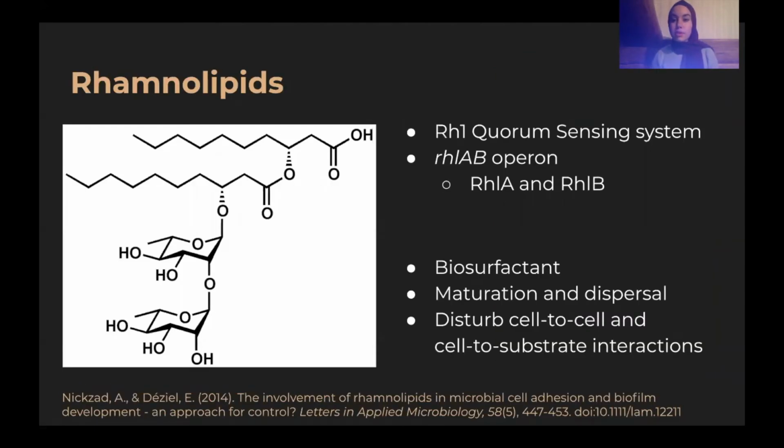Pseudomonas aeruginosa biofilm development and dispersal is regulated by the Rhl quorum sensing system. So this system is in charge of regulating the biosynthesis of these rhamnolipids. These rhamnolipids act as a biosurfactant and disturb the cell-to-cell and cell-to-substrate interactions, in turn regulating the maturation and dispersal of these biofilms.